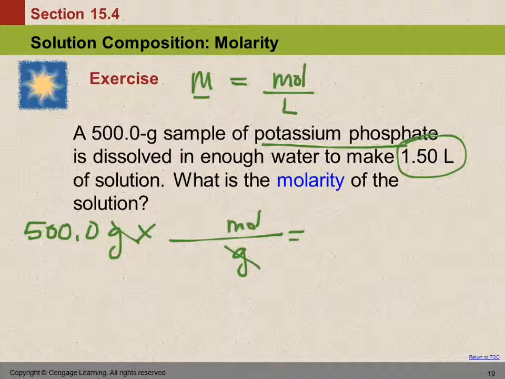Potassium phosphate. What's the element symbol for potassium? K. Is that a metal or a nonmetal? It's a metal, right? It's over here on the left side.